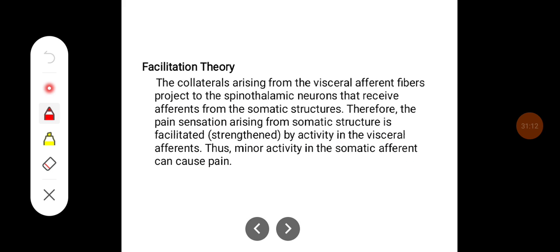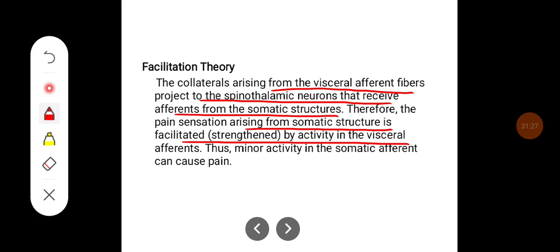In facilitation theory, the collaterals arising from the visceral afferent fibers project to the spinothalamic neurons that receive afferents from somatic structures. Therefore, pain sensation arising from the somatic structure is facilitated by the activity of visceral afferents. Thus, minor activity in the somatic afferent can cause pain.